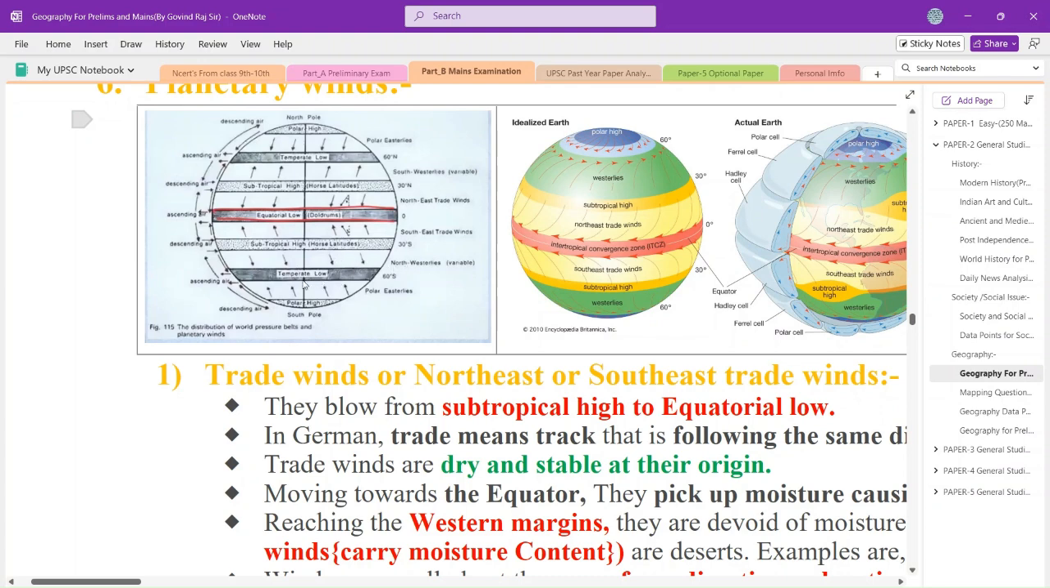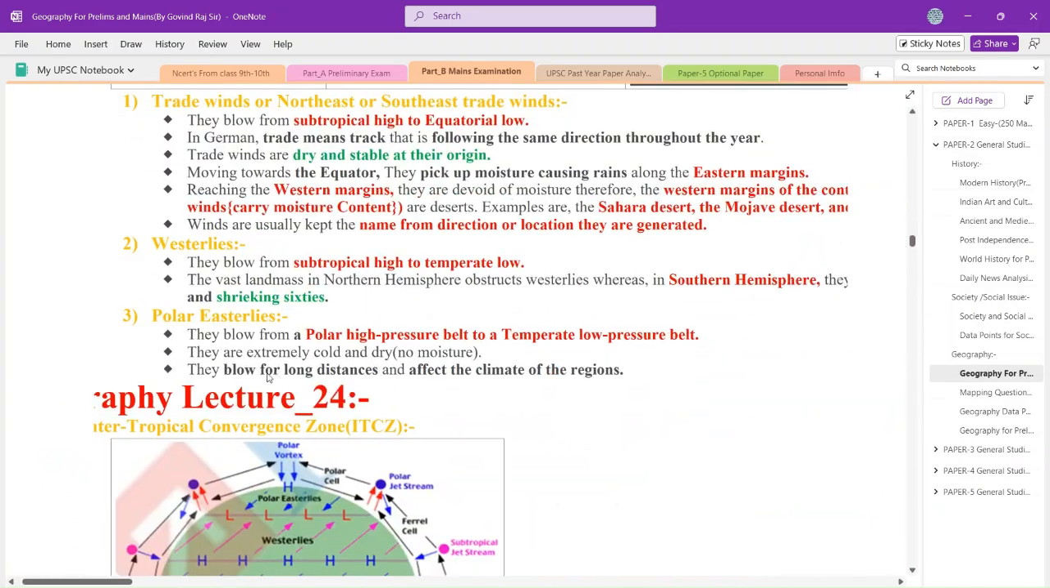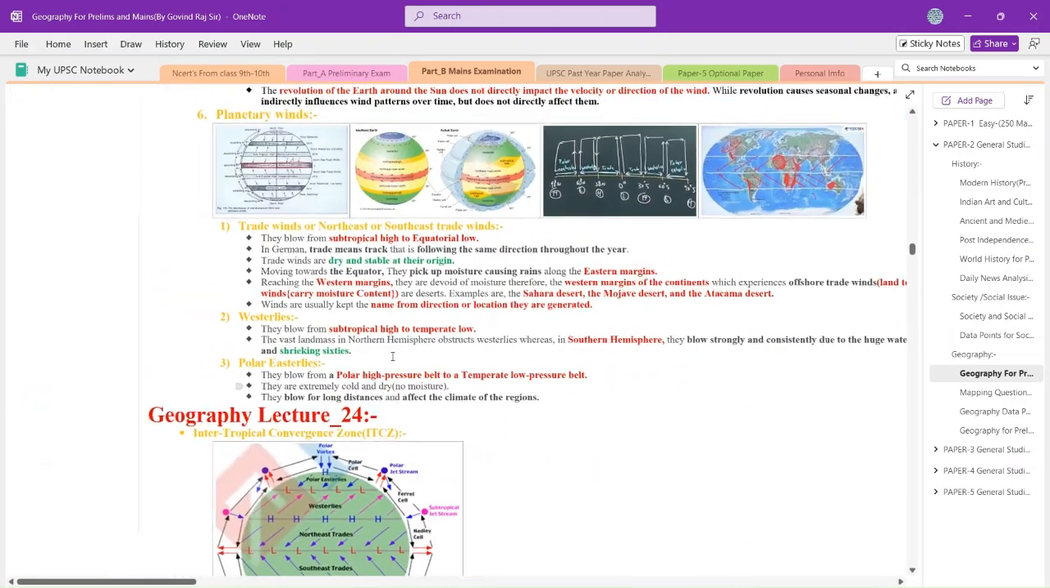Similarly, winds from the temperate low to the polar high are called the polar easterlies. Okay, this is about the trade winds. Here is given, you can go through that.